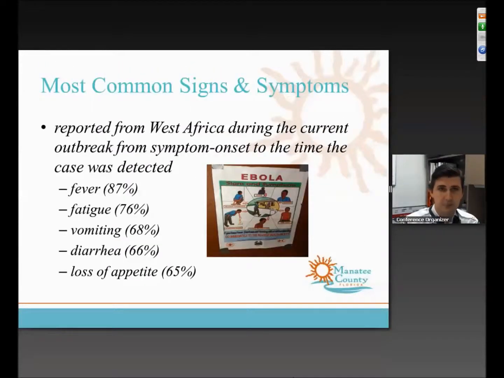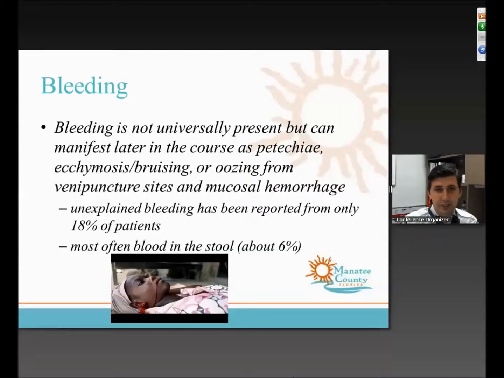The most common signs and symptoms are listed on this slide. Reported from West Africa during the current outbreak, from symptom onset to the time the case was detected, the most common were fever, fatigue, vomiting, diarrhea, and loss of appetite. Bleeding is much less common, and it is not universally present. Many patients do not have it, but it can manifest later in the course as petechiae, ecchymosis, or bruising, or even oozing from venipuncture sites or mucosal hemorrhage like you see in the picture on the screen. Unexplained bleeding has only been reported from about 18% of patients. Most often it's blood in the stool, with about 6% of patients.